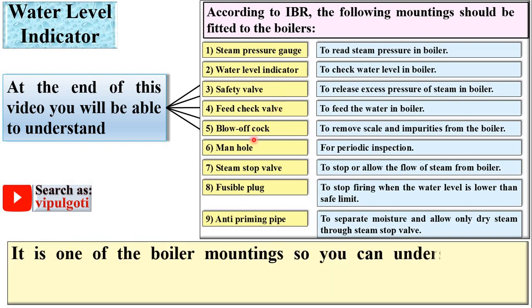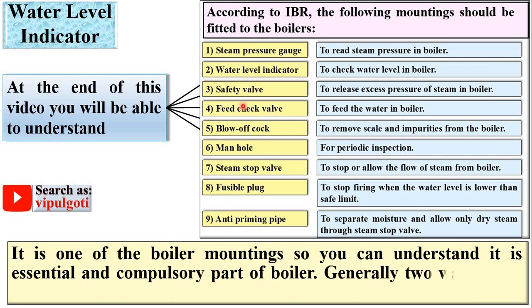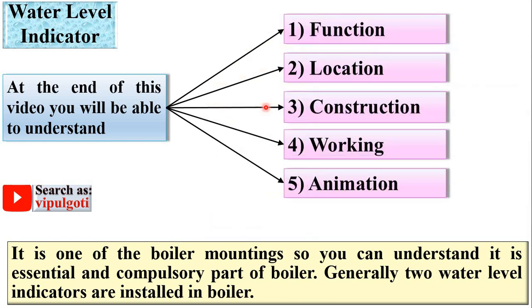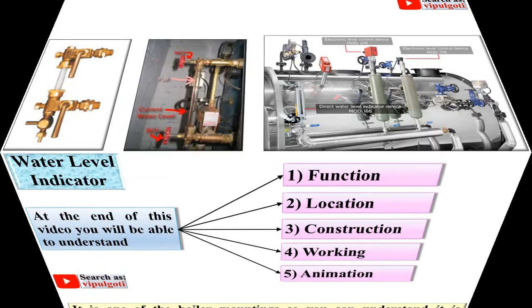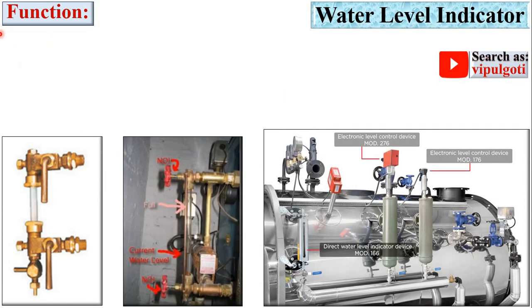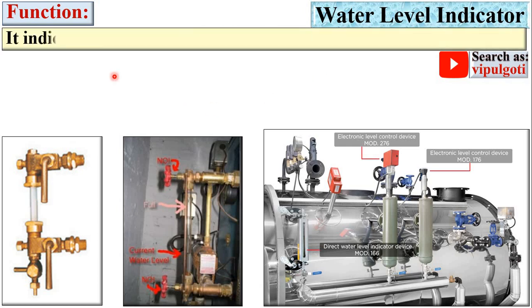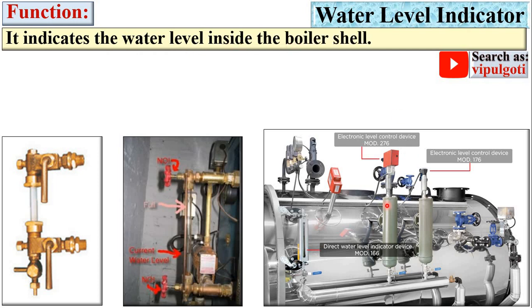It is one of the boiler mountings, so you can understand it is an essential and compulsory part of the boiler. Generally, two water level indicators are installed in the boiler. So let's start with the function of the water level indicator. It indicates the water level inside the boiler shell.